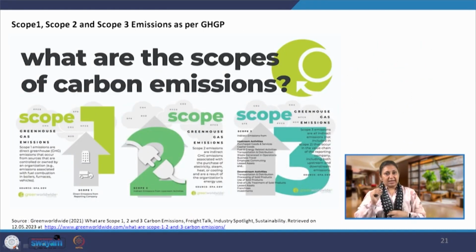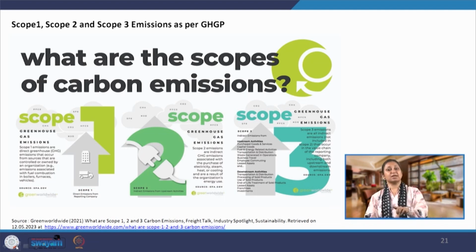Now, this is the last slide of today's lecture. We are not going to discuss scope 1, 2 and 3 emissions which are given in GHGP in detail today. We will be discussing them separately from the third lecture onwards of this week, but we are largely talking about scope 1, scope 2 and scope 3 emissions. Very broadly, you have to understand that scope 1 emissions are the direct greenhouse gas emissions that are occurring from the sources that are controlled or owned by an organization. For example, when I am talking about the bus fleet.